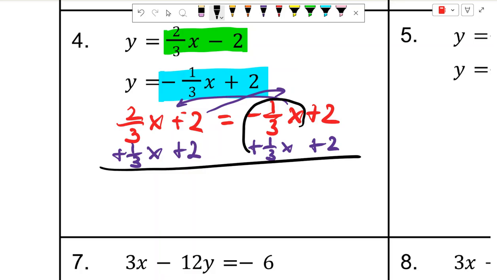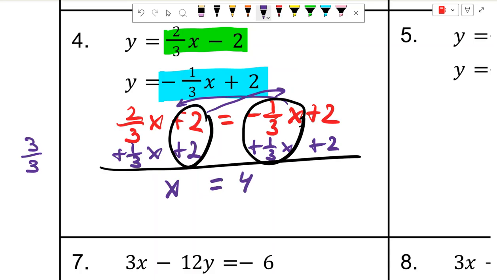You can see here that I have a 0 here and a 0 here. And these are nice fractions because the denominators match, and 2/3 plus 1/3 is actually 3/3. Well, 3/3 is exactly 1, and 1 times x is x by itself. And on the right side, you can see that 2 plus 2 is 4. So we know what our x value is. Our x value is 4. But now let's search for our y value.